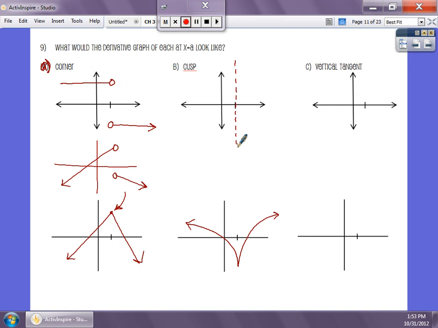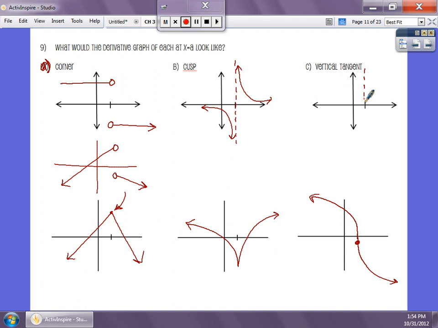Cusp will look like that: the derivative from the left and right are opposite infinities. So the derivative from the left side of a cusp is negative infinity. The derivative from the right side of the cusp is a positive infinity. So you'll notice that it looks something like this. The vertical tangent, the graph of it looks like something like that. We'll put the vertical tangent right there. So that's the actual picture of the vertical tangent.